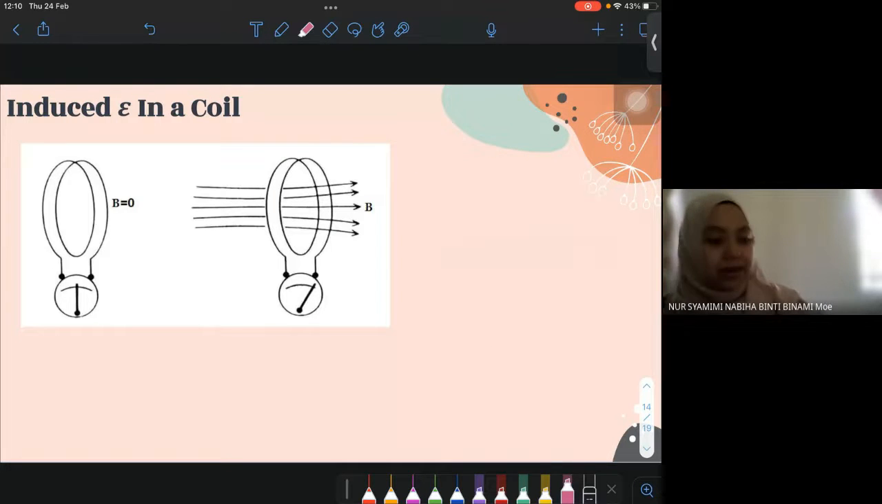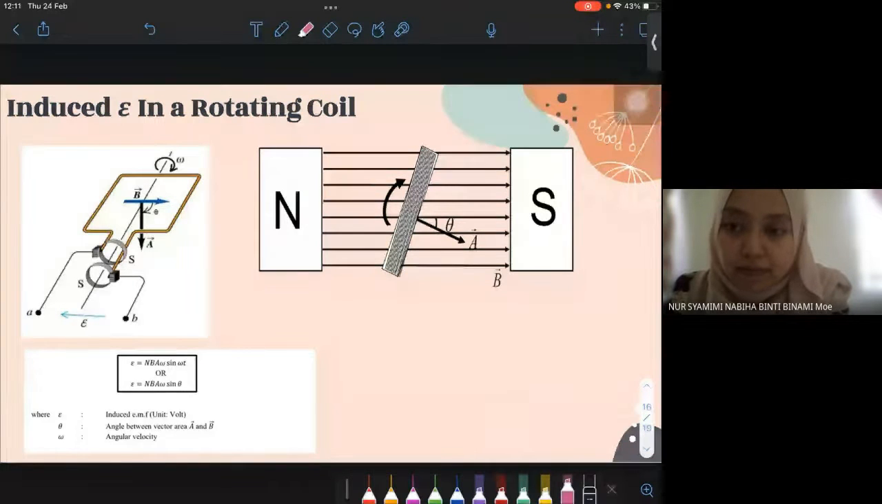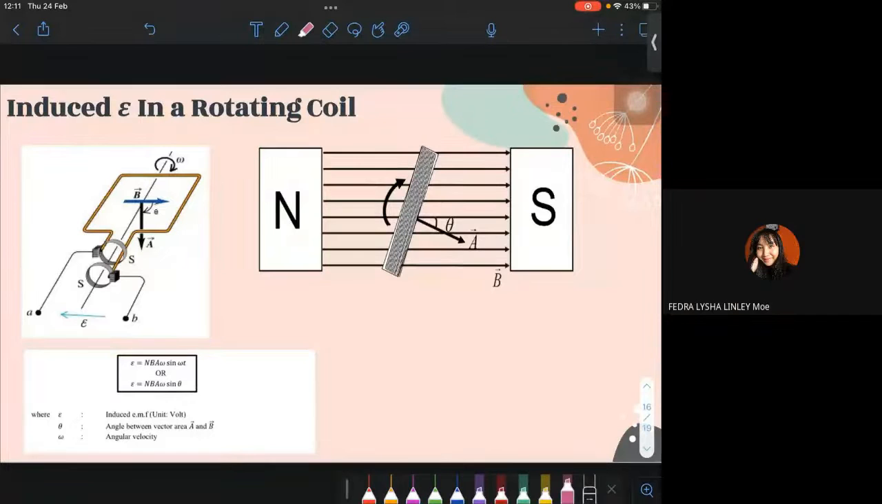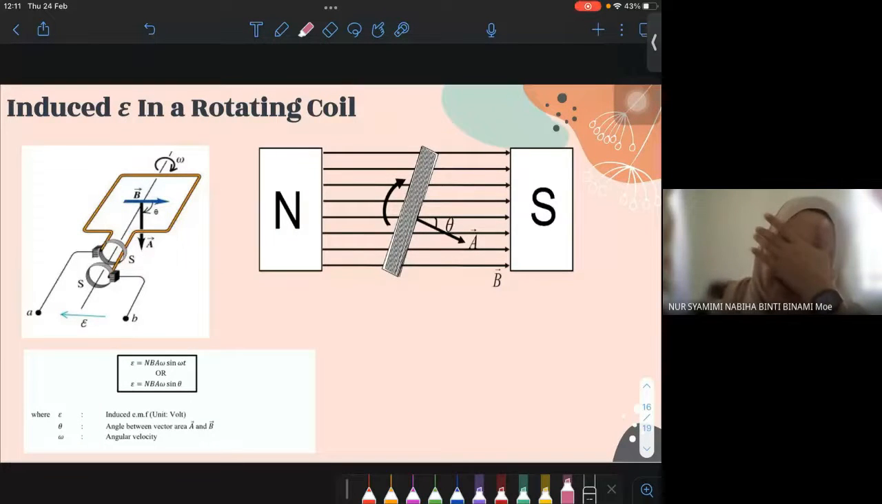Ada soalan? Ada soalan tak? Tiada, madam. Ada.